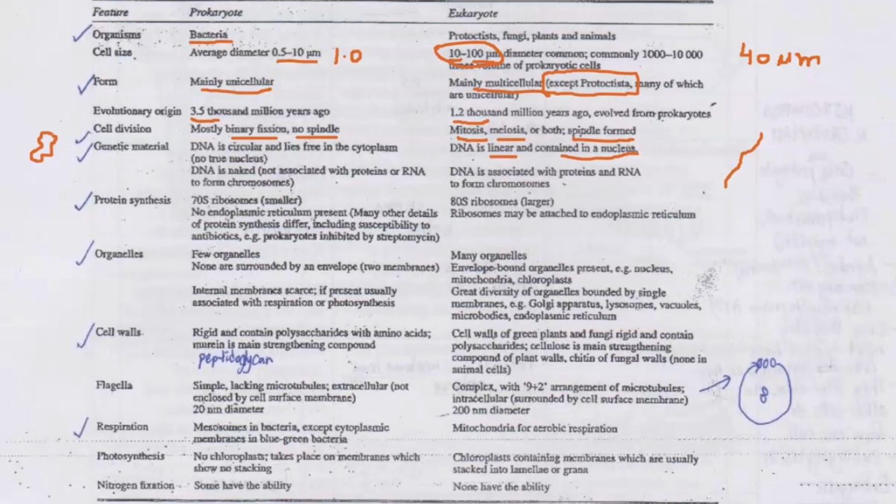So the DNA in prokaryotes is not associated with any type of protein or RNA to form chromosomes. So not associated with proteins in prokaryotes. And in eukaryotes DNA is associated with proteins. Can you name the protein which is present with the DNA? That is histone. Histone protein. So it stabilizes the DNA linear structure so that it's not tangled.